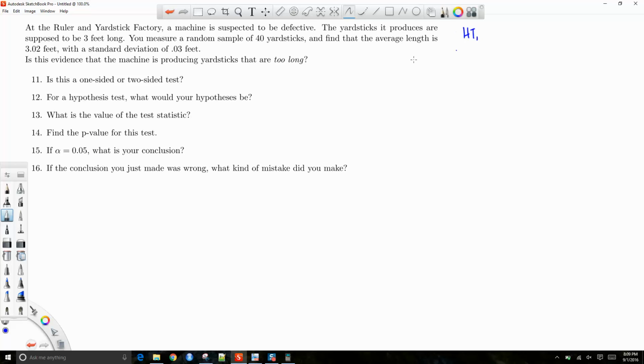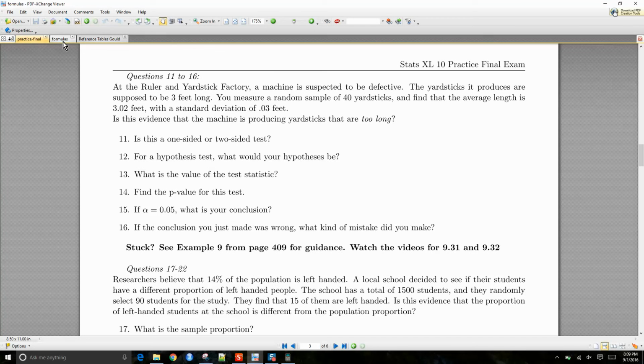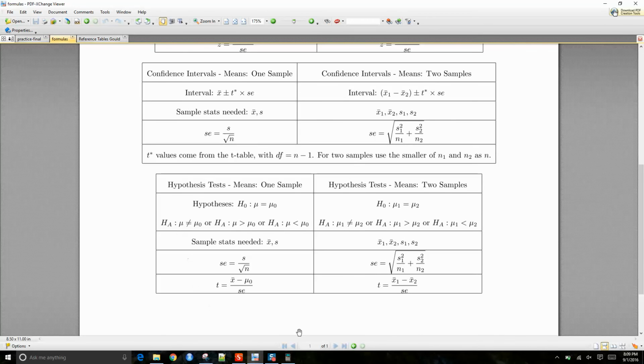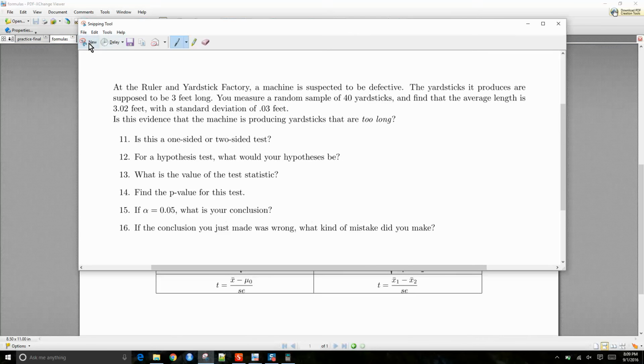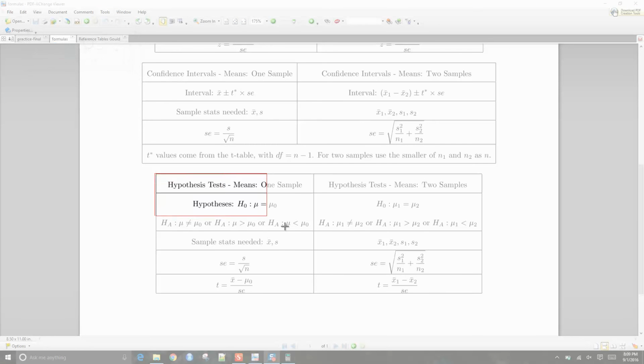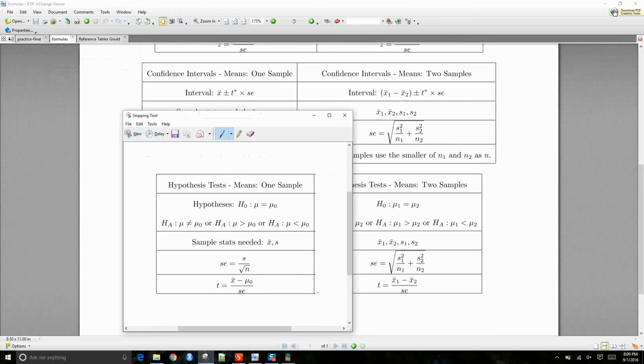We're looking at a numeric variable, the length of a yardstick, and we see things measured as the average length, so that's an indication, and we also see a standard deviation. So both of those things indicate that we're dealing with means. And as we look through this problem, we only see one sample of 40 yardsticks, okay? So here we're dealing with a hypothesis test, one sample, and dealing with means. So I'm going to copy this section right here, hypothesis test, means one sample. We'll use this.